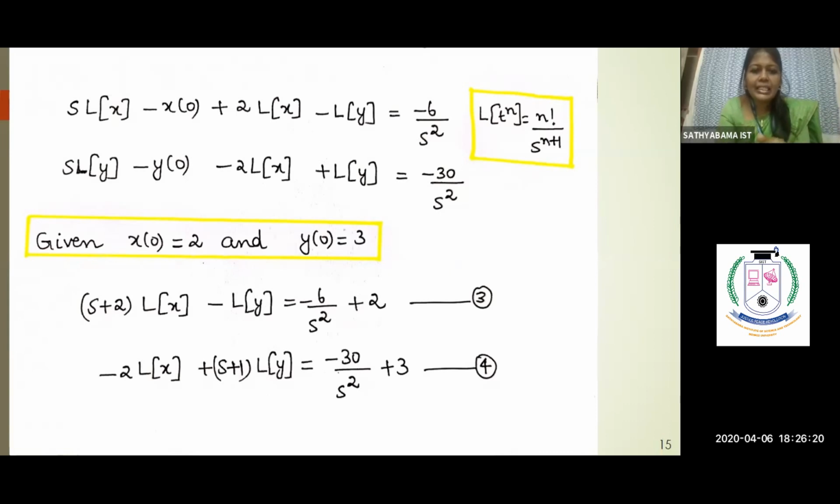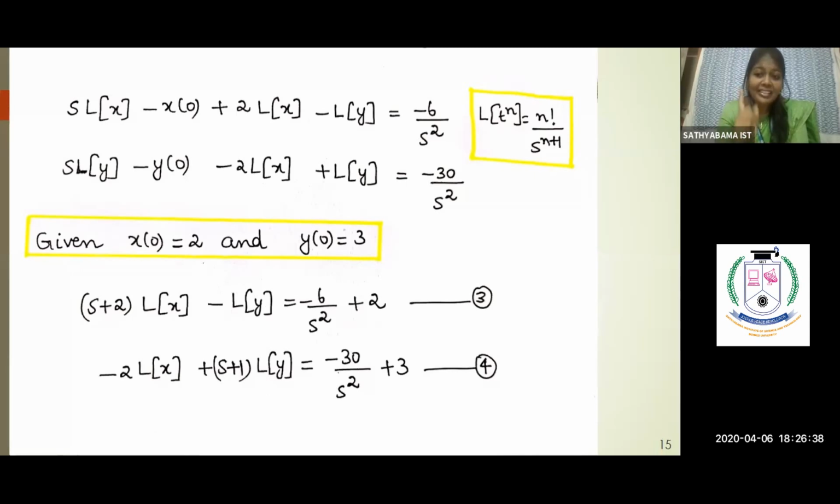Now we are still in step 3. Use the initial conditions given in the question. So what were the initial conditions given in the question? x of 0 equal to 2, y of 0 equal to 3. Let's apply that here. And then I've got equations 3 and 4. Now this is the end of step 3.